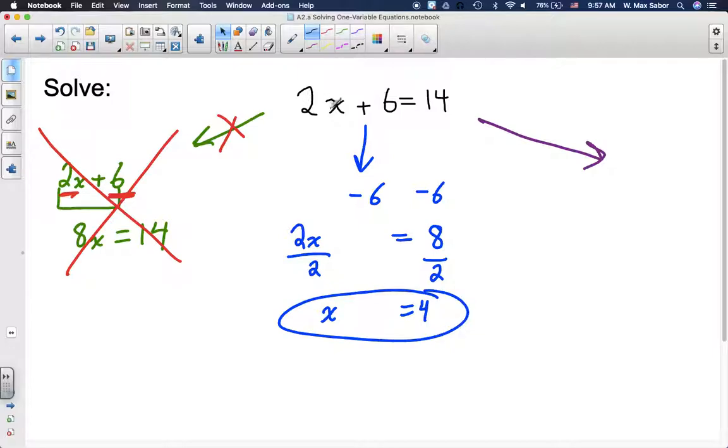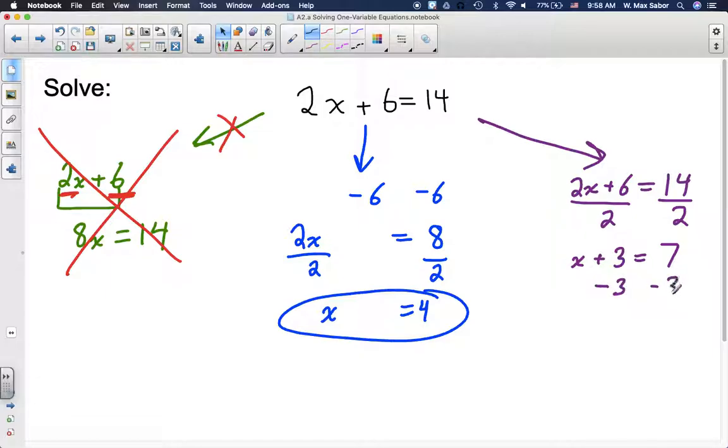That's perfectly fine. 2 times 4 is 8, plus 6 is 14. That works. Now, I said there was another way of doing this. If we say 2x plus 6 equals 14, another way is to do the inverse operation of multiplying, which is dividing. But if we divide by 2, we need to divide by 2 everywhere. So 2 divided by 2 is 1, 1x. 6 divided by 2 is 3, and 14 divided by 2 is 7. If you divide by something on both sides of the equation, you need to divide the entire thing by that number.